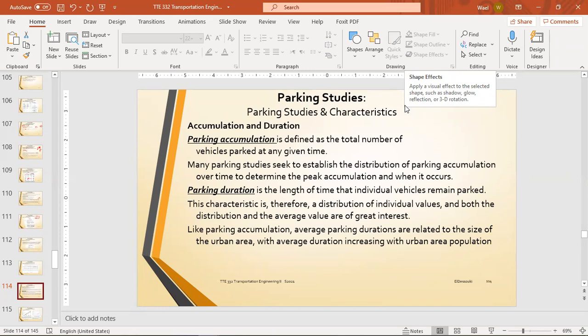Parking duration is the length of time that individual vehicles remain parked. So the parking duration is the number of hours a car stays in a spot. And the parking accumulation is the total number of parked cars in the parking at any time of the day.